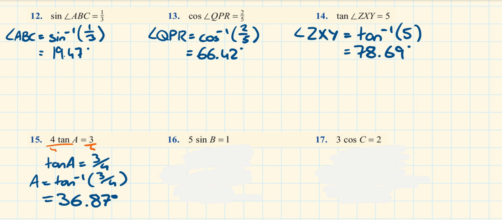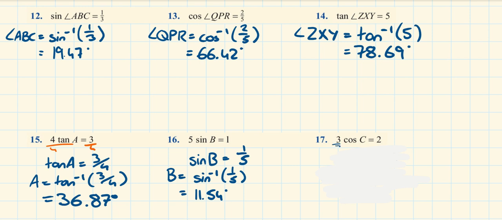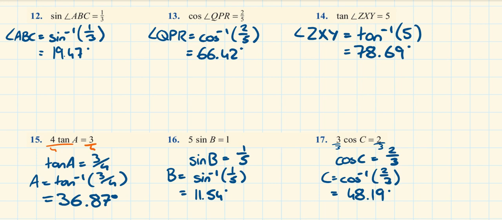So you can try 16 and 17 there. Make sure you did it right. So divide by 5 on the first one, and you'll get 1/5 there, 11.54, and of course you'll divide by 3 here on this one, and you will get that there. So very straightforward when you're messing around with these identities. You just need to make sure you use the right one each time.